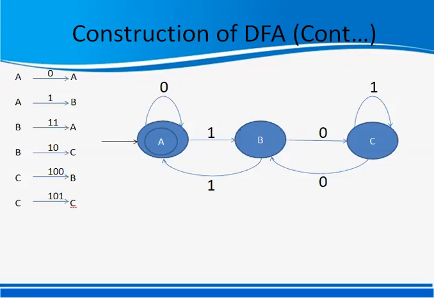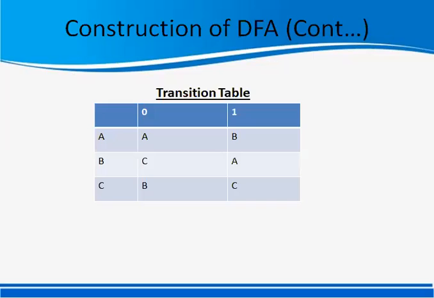Now we will see the state transition table. So here, from state A on input 0, our next state will be A. On input 1, our next state will be B. From state B on input 0, our next state will be C. From state B on input 1, our next state will be A. From state C on input 0, our next state will be B. From state C on input 1, our next state will be C. So you can cross check with the state transition diagram.